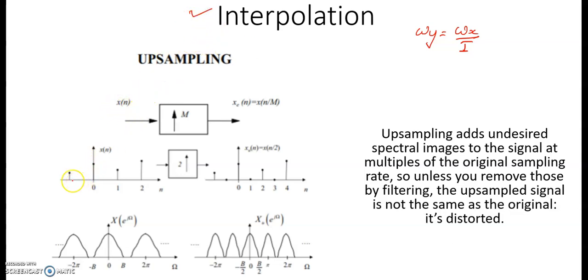Now we can look at this concept of interpolation from two perspectives. One is the time perspective and the other is the frequency perspective. As per our syllabus, we are supposed to look at the frequency perspective, but to get an idea, I'll just share the time perspective also.